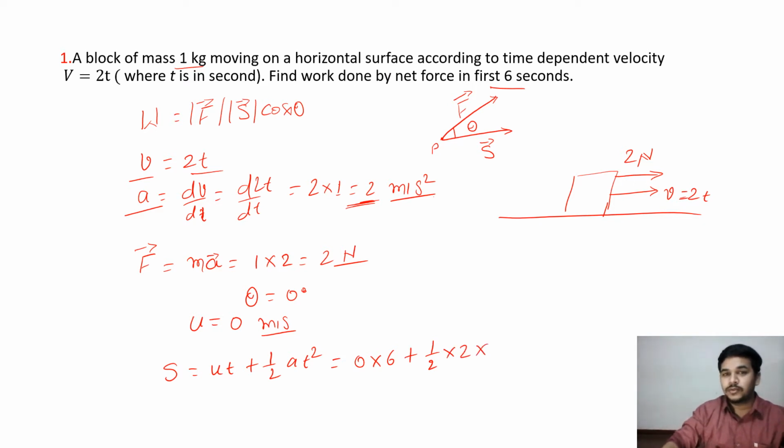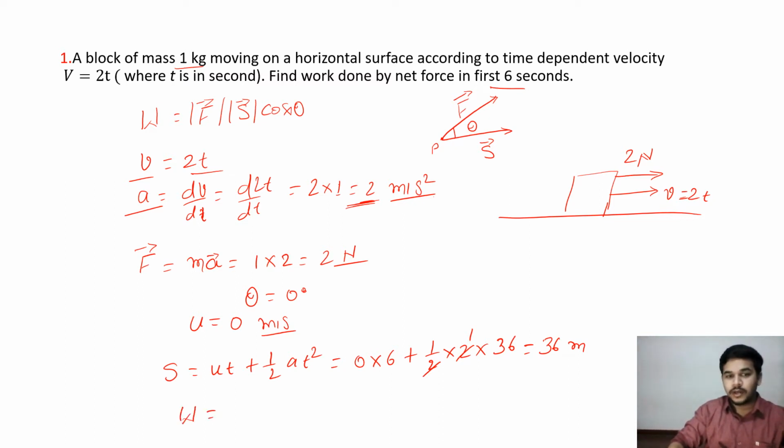2, and time squared. Time squared is 3. Okay, 6 squared will come 36. So 2, one time we can cancel it out. Total displacement will come how much? 36 meter. In the 6 seconds, total displacement will come how much? 36 meter. So let's calculate the work done.